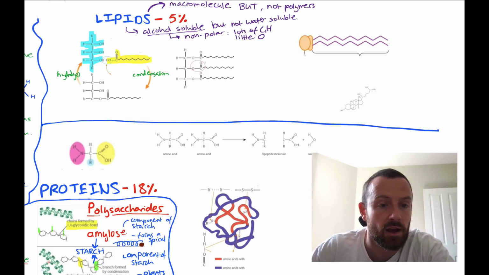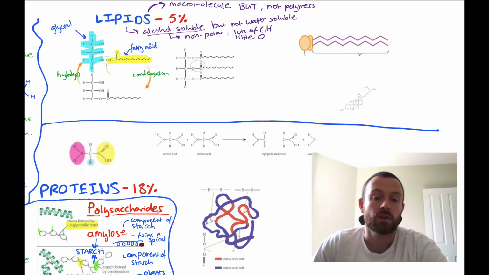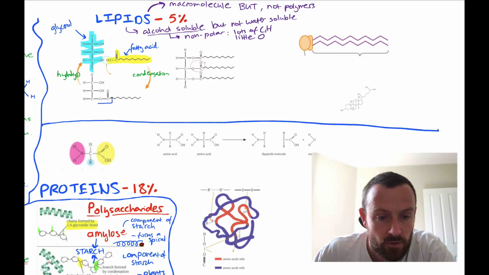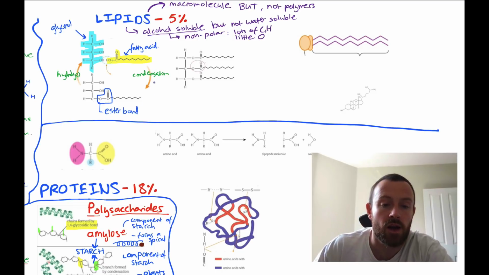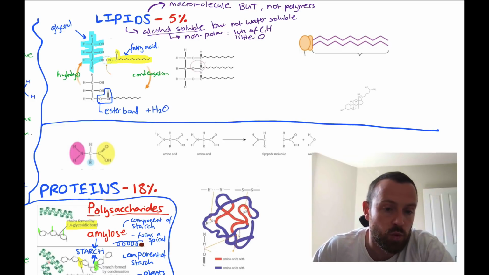Now here we have a glycerol molecule and a fatty acid joined together to produce one. This bond here is an ester bond. And we'd also produce one molecule of water. So that's just one bond.